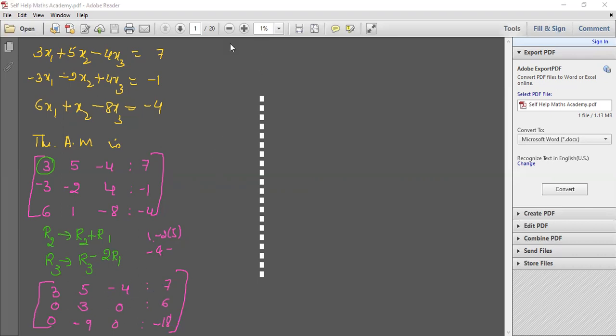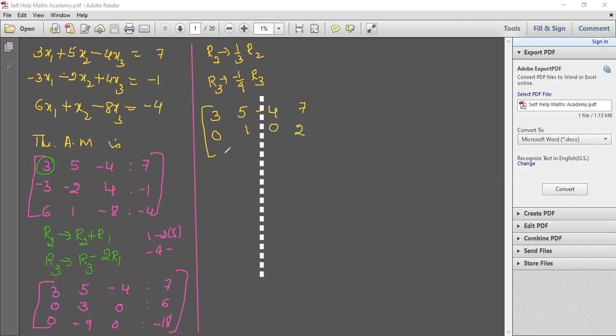From R2 and R3, you can take some elements common. Let's see what we can take out. From R2, I can take 1 by 3 out, and from R3 I can take minus 1 by 9 out. If I do that row transformation, I get 3, 5, minus 4, 7, and this is 0, 1, 0, 2, and this is 0, 1, 0, 2.